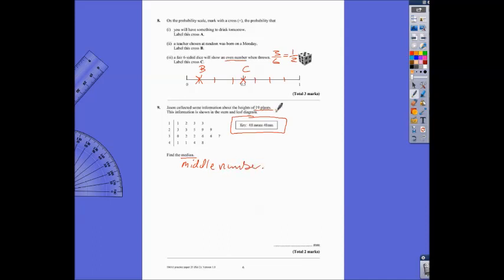Now, there are 19 plants. It tells us that just there. So if we have 9 numbers, so 1, 2, 3, 4, 5, 6, 7, 8, 9. The 10th one would be in the middle, and then we'd have another 9 after it. 1, 2, 3, 4, 5, 6, 7, 8, 9. So the 10th number is the one that we're after. To do that, we just count up from the beginning. 1, 2, 3, 4, 5, 6, 7, 8, 9. And that would be the 10th number there. So the answer is 30 millimetres.